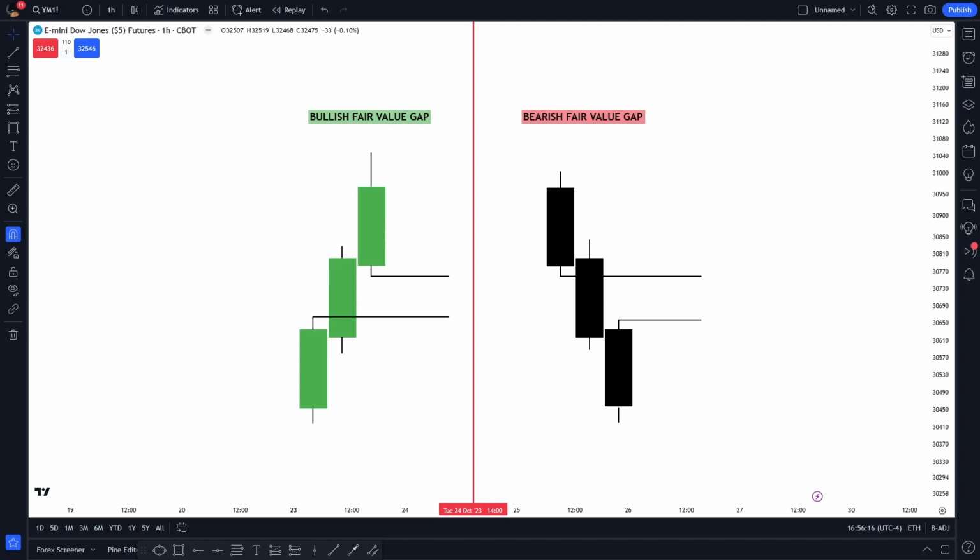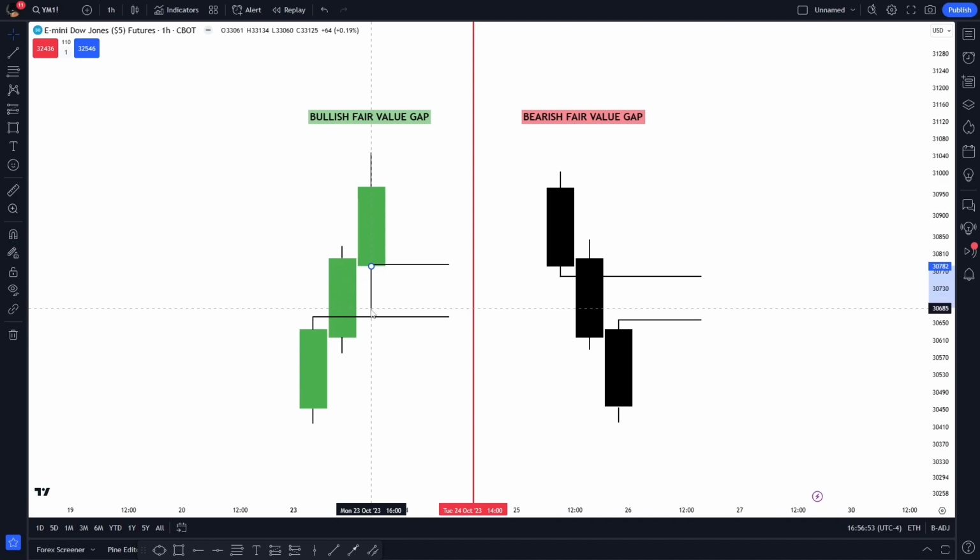If you don't know what a fair value gap is, it is a 3 candlestick pattern. A bullish fair value gap is the space in between the top of the first candlestick and the bottom of the third candlestick, right? If we look at my screen right now, the top of the first candlestick would be this, with wicks included. So the top of it is this right here, and the bottom of the third candle is this right here. The space in between is what we classify as a fair value gap or an inefficiency.